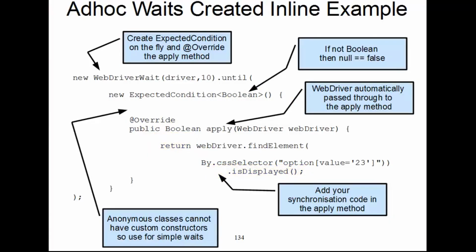Now the thing about the inline example here, we cannot create custom constructors. We cannot have a constructor to pass in any additional information that we want to use for synchronization. So for these very, very simple ad hoc waits that are created within the until block itself, the only thing that we have to synchronize on is the WebDriver that is passed in as part of the apply method. Now we can get around that either by creating a named class or by wrapping these anonymous classes in methods. So let's have a look at that.